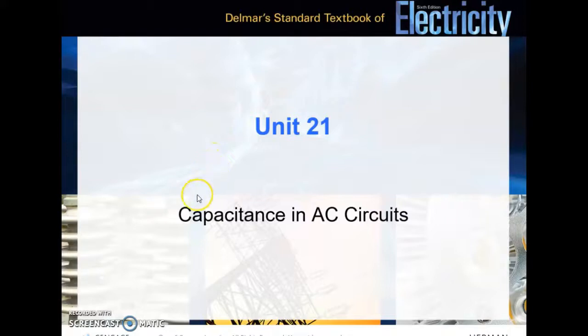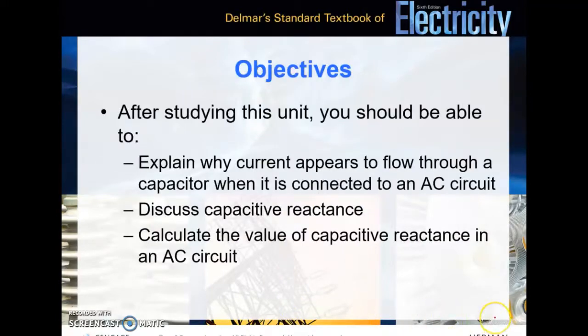Week 6 is on capacitance in AC circuits. This is Unit 21 in the 6th edition, and it's Unit 20 in the 7th edition. We're going to look at why current appears to flow through a capacitor. It actually does not flow through the capacitor, but we're going to take a look at that in an AC circuit.